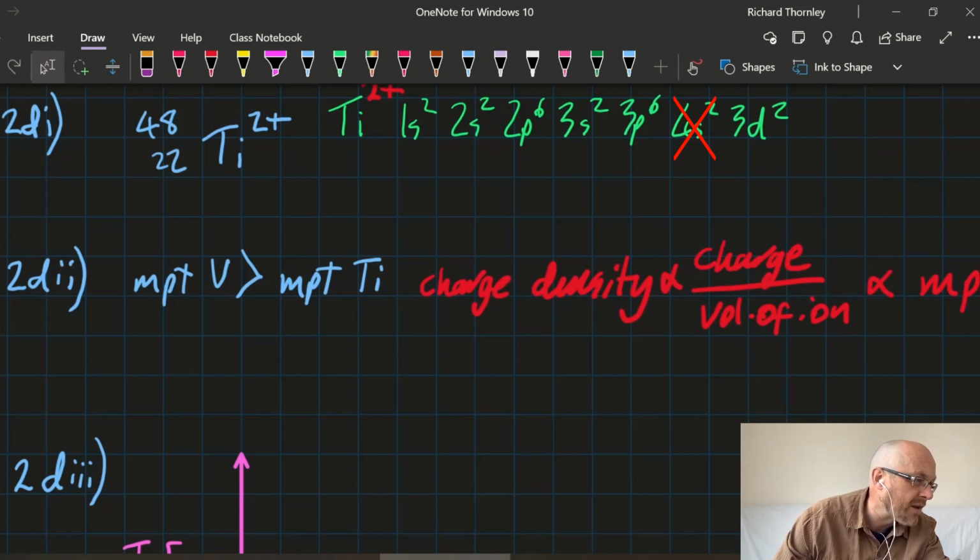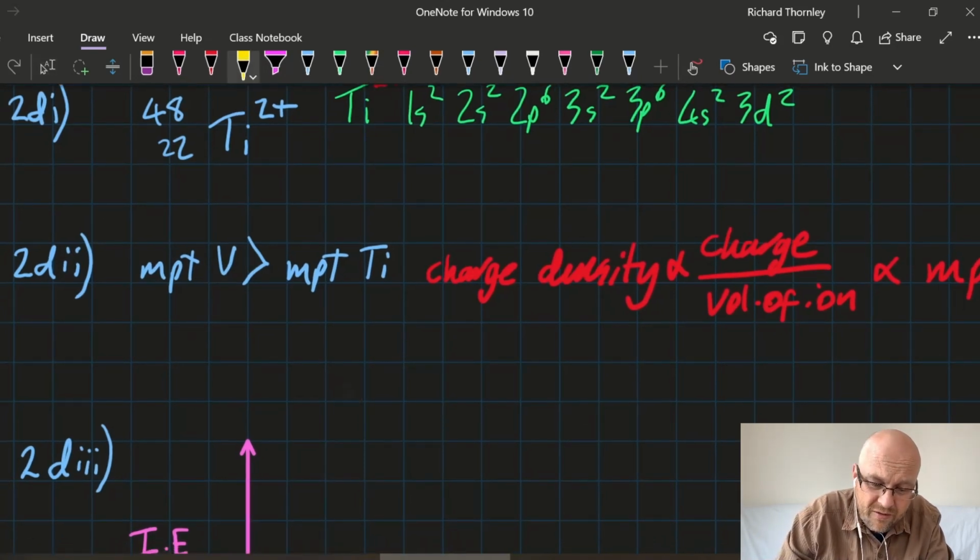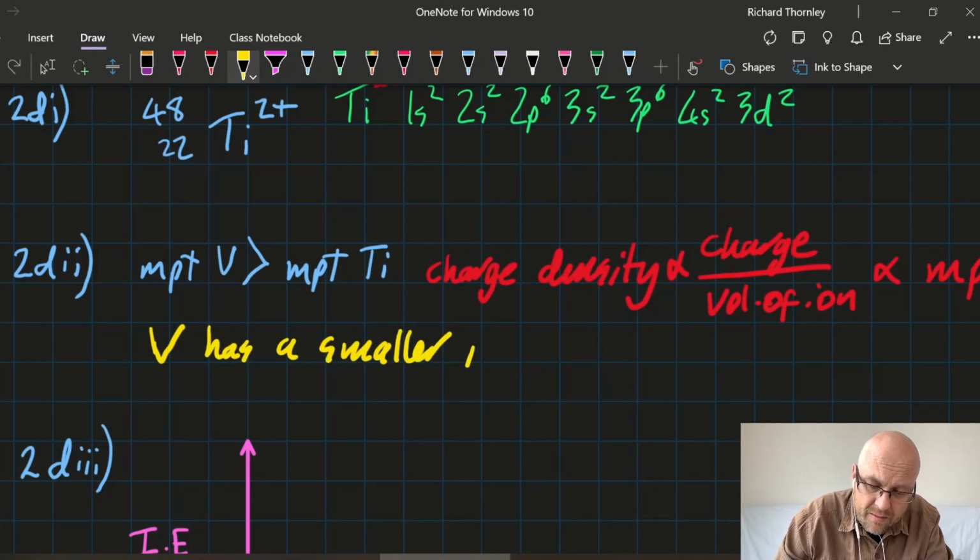Vanadium has a smaller ionic radius. Yes. Is it only 1 point? Yeah, okay. So this convoluted explanation of charge density wasn't needed. All you needed to say was that vanadium has a smaller ionic radius.